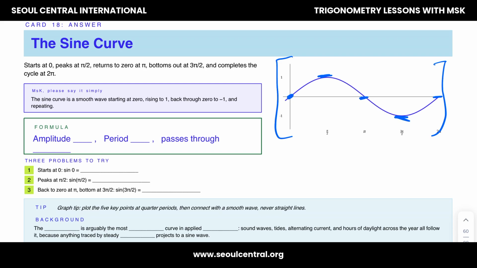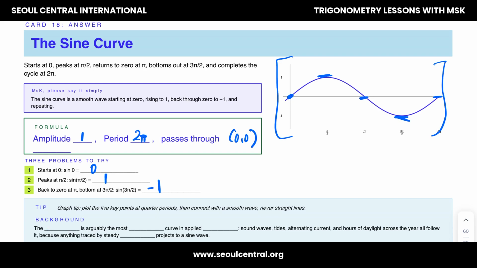So the amplitude is 1, the period is 2 pi, and it passes through 0, 0, which is the origin. It starts at 0, sine 0 equals 0, and it peaks at pi over 2. Sine pi over 2 equals 1. Remember your unit circle. Then back to 0 at pi, and it bottoms out at 3 pi over 2. Sine 3 pi over 2 equals -1. Again, just think of your unit circle, stretched out like this wave.